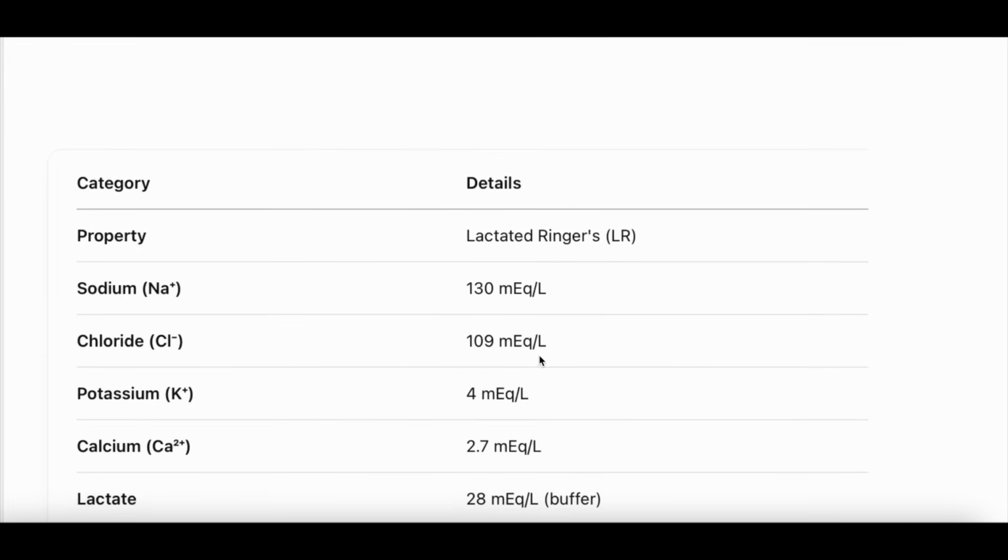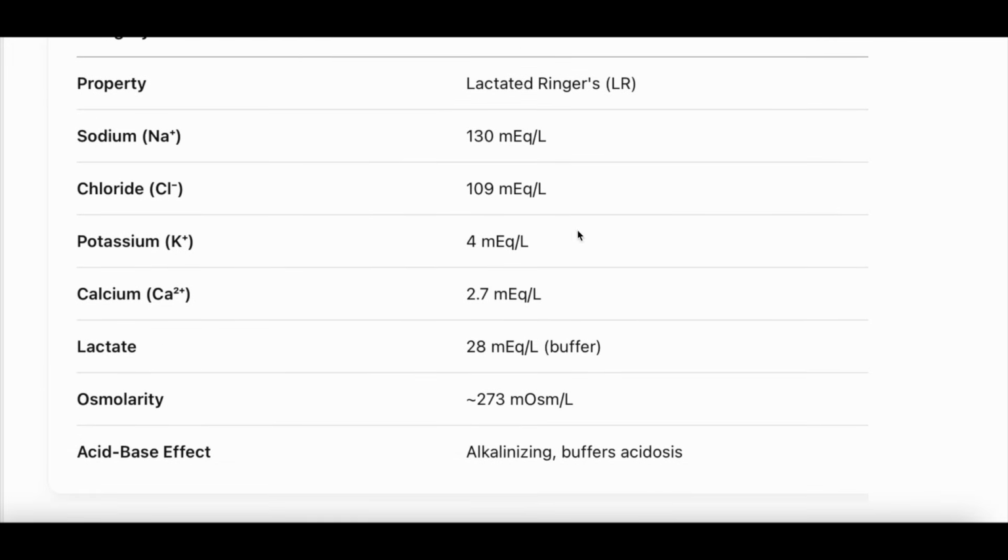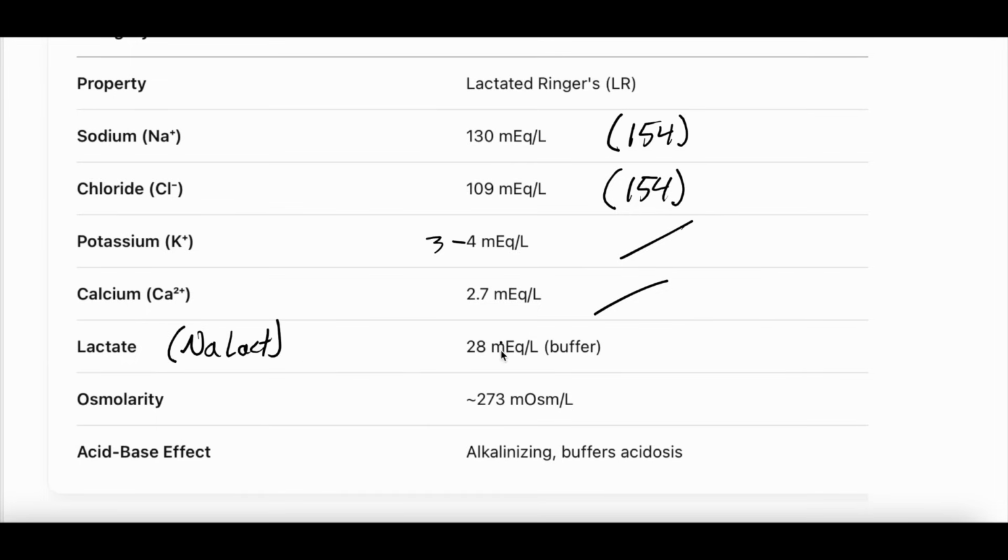So if we were to look at this in chart form, lactated ringers, sodium content 130 milliequivalents compared to 154 in normal saline. Chloride content 109 milliequivalents compared to 154 in normal saline. Potassium about 3 to 4. No potassium in normal saline. Calcium 2.7, no calcium in normal saline. Lactate, although this is sodium lactate, not lactic acid, 28, and remember this can be millimoles. Osmolarity, 273, much closer to physiologic osmolarity. Normal saline is about 310. And then acid base, it does alkalize because of that sodium lactate, so it buffers acidosis, which is nice.